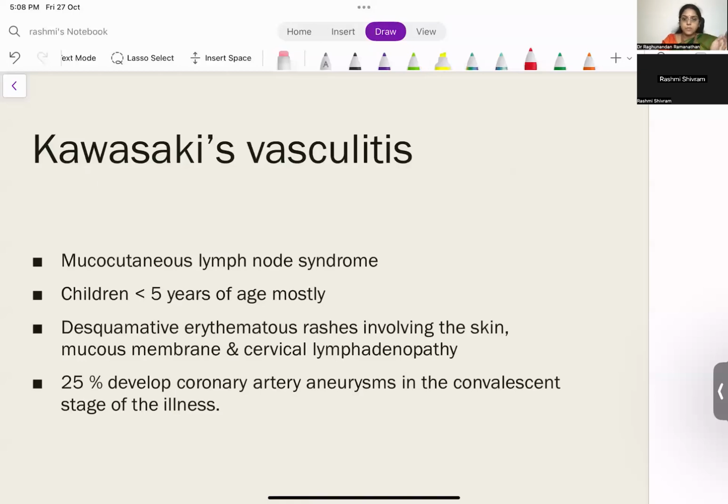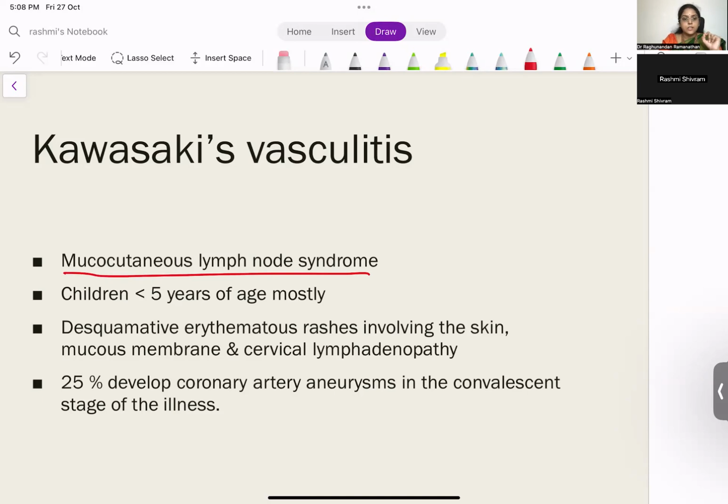It can even be seen in children between 5 to 10 years. What is it otherwise called? It is called mucocutaneous lymph node syndrome. Why? Because the skin can be involved, and the mucous membranes can be involved, like oral lesions and genital lesions. So this is called mucocutaneous lymph node syndrome.